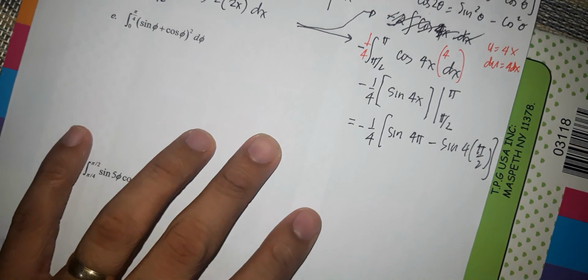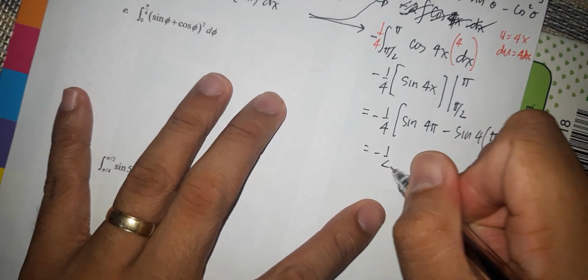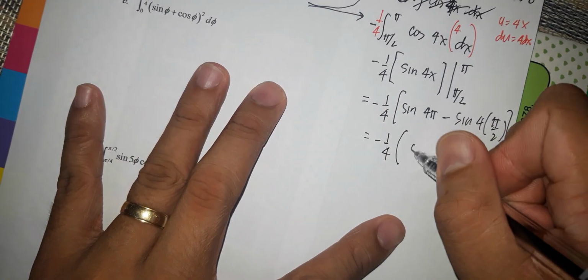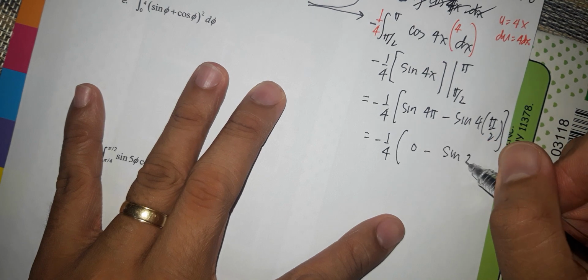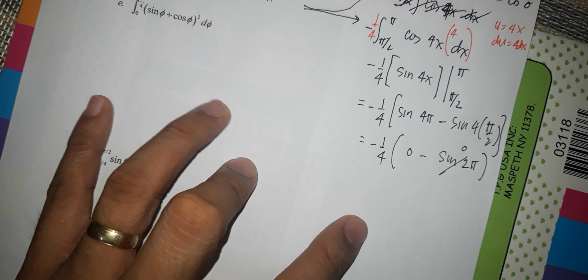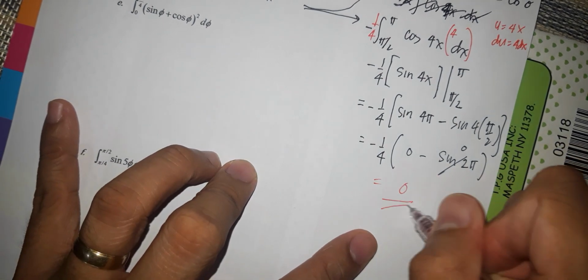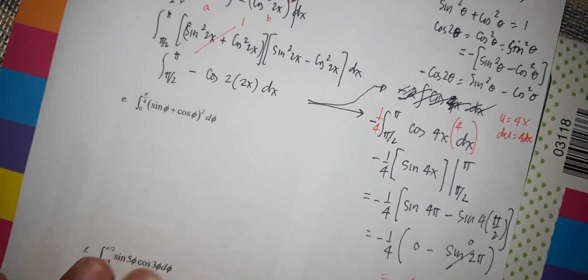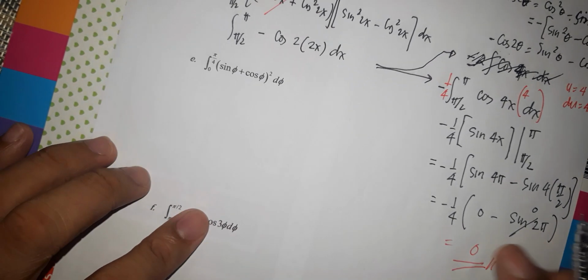So, applying upper minus lower limit. So, that's negative 1/4. 0 minus sine 2 pi. And sine 2 pi is also 0. So, therefore, it is equal to 0. So, that's our answer.